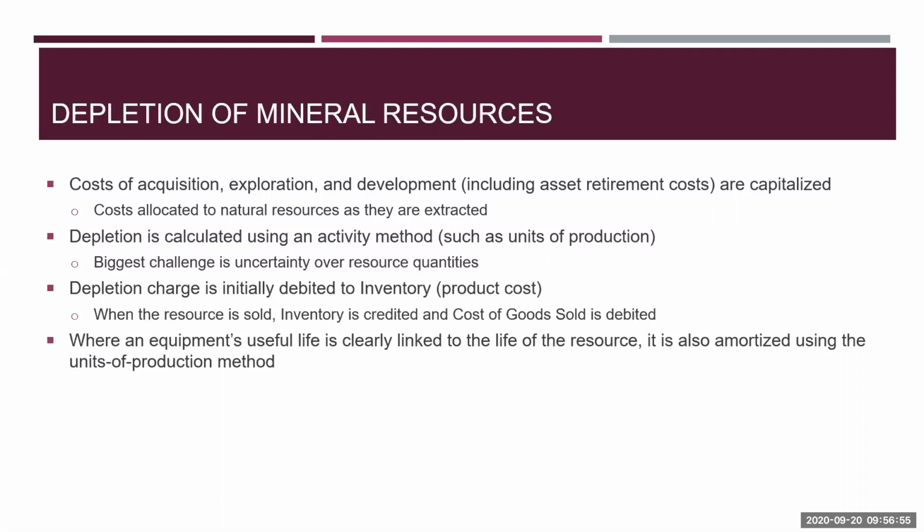Depletion is the cost using the activity level. So based on the number of units of production, so how many units have you extracted, based on that, the depletion cost is booked. Depletion charges is initially debited to inventory as the product cost, and when the resource is sold, at that time, inventory is credited and cost of goods sold is debited. So where an equipment's useful life is clearly linked to the life of the resource, it is also amortized using units of production method.